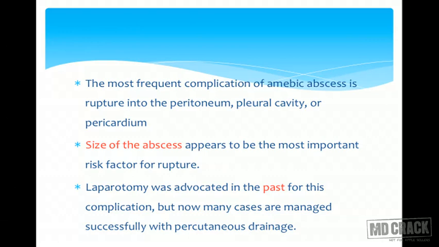Laparotomy was advocated in the past for this complication, but nowadays many cases can be managed by percutaneous drainage. So if you are asked which of the following forms the most important management for ruptured liver abscess in the peritoneum, don't just jump to laparotomy because it was advocated earlier. Nowadays the recent evidence shows that most of these cases can be managed percutaneously by inserting a drainage catheter. So this is a very important point.